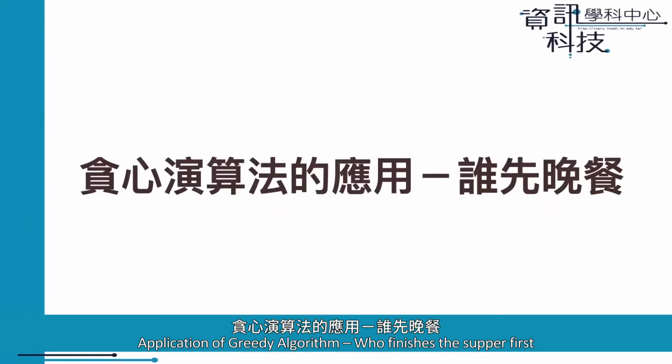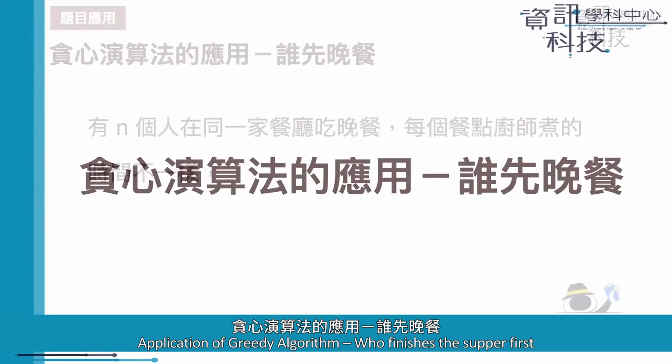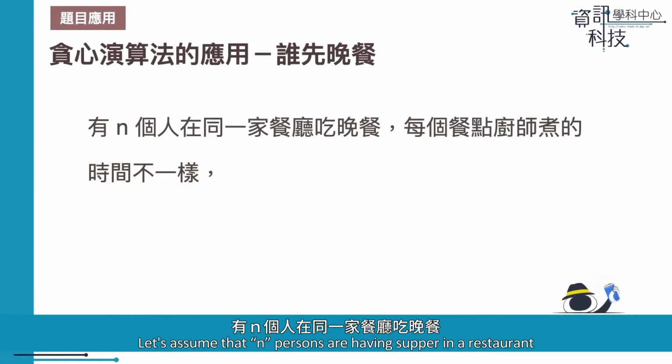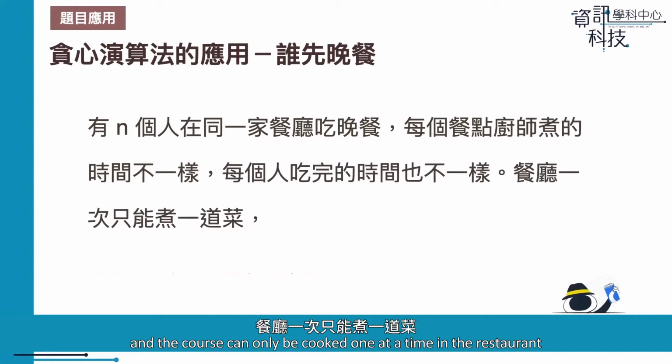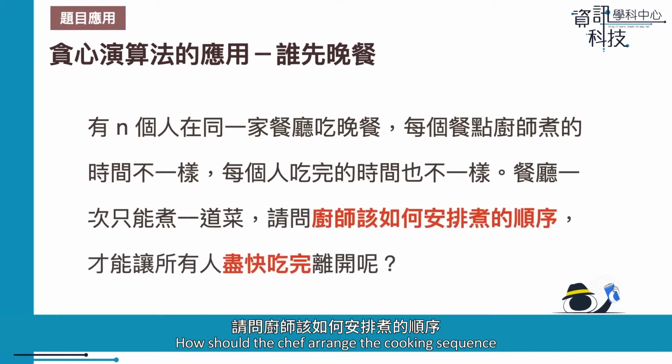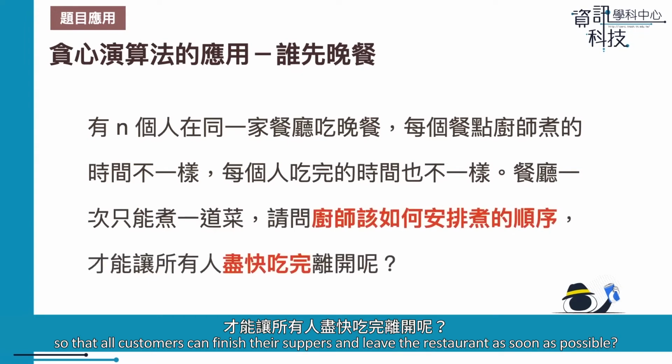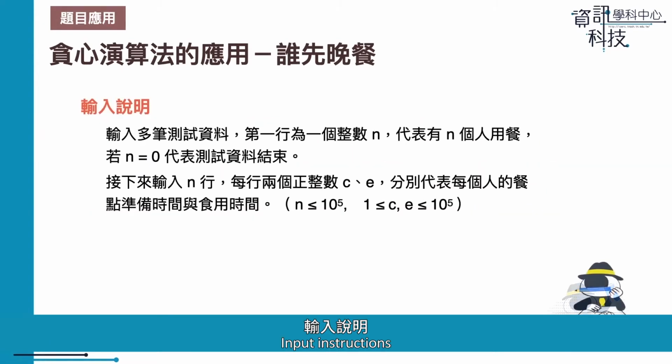Application of greedy algorithm: who finishes the supper first? Let's assume that N persons are having supper in a restaurant, and the cooking time of the chef for each course is different. The time required for each person to finish their supper is different too, and the course can only be cooked one at a time in the restaurant. How should the chef arrange the cooking sequence so that all customers can finish their suppers and leave the restaurant as soon as possible?